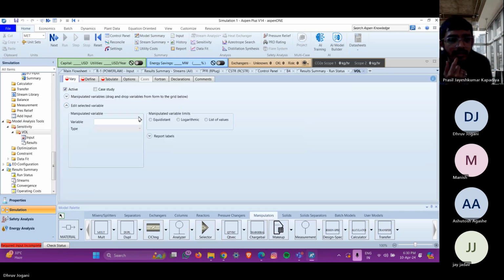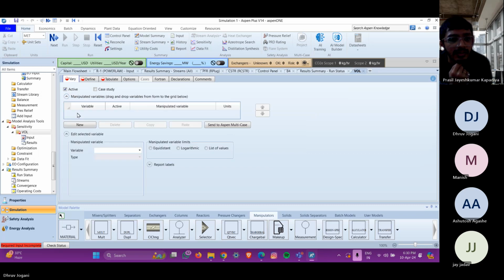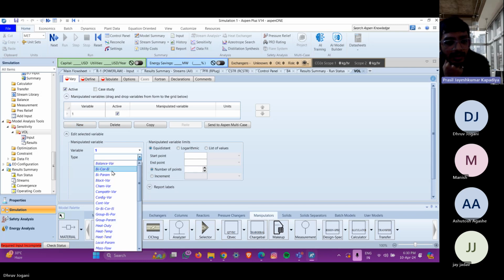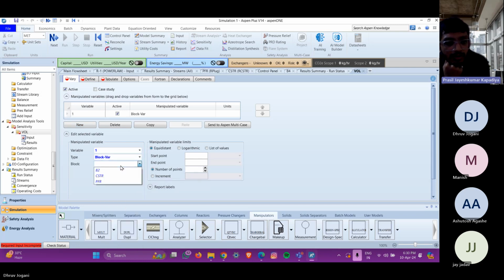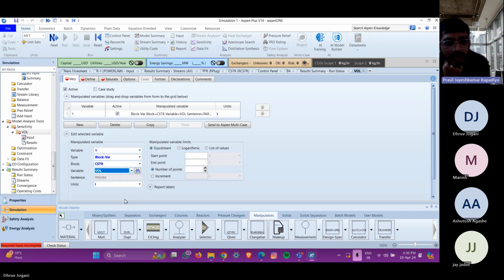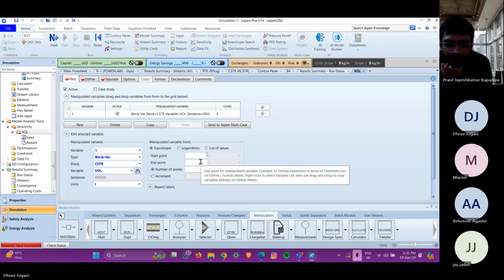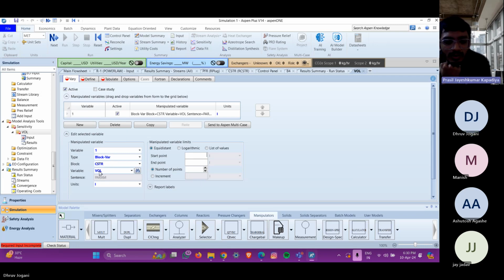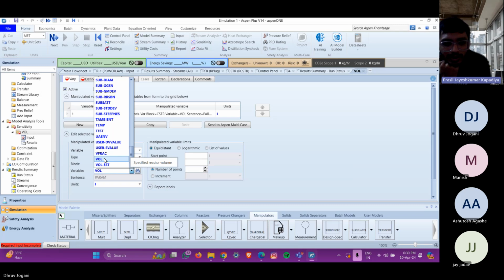Yes, please, next. Give some variable name. Type block variable of CSTR, which variable? Volume. It is volume only, right? Yes, sir. Okay, let's go from 10 to 100.